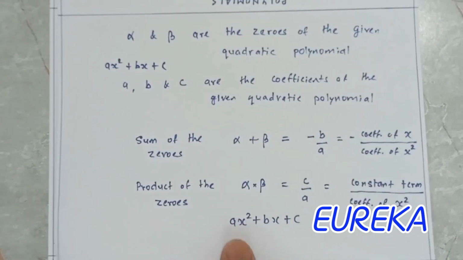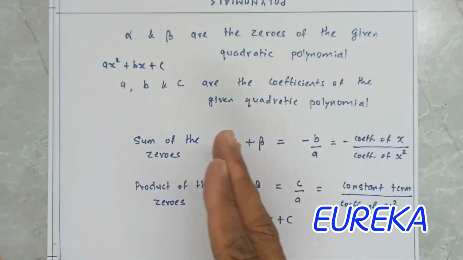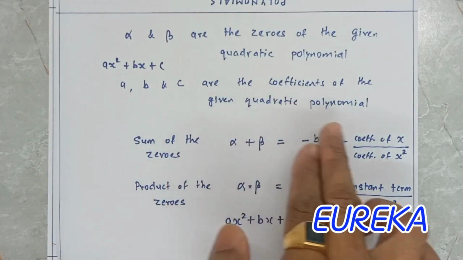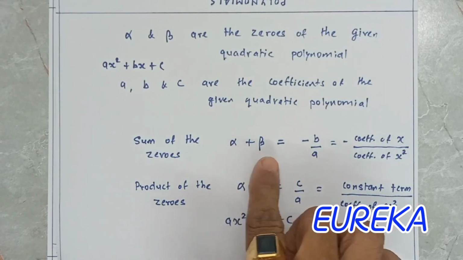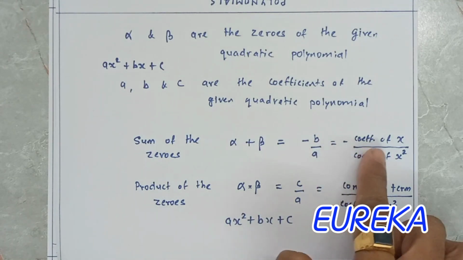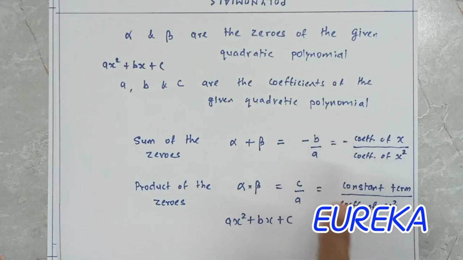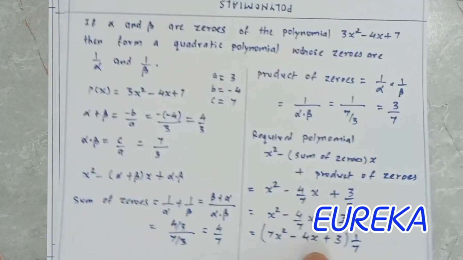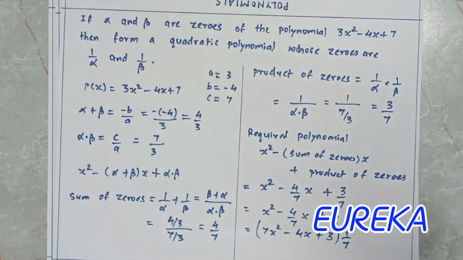Then we have seen the relation between the zeros and the coefficients of the quadratic polynomial, like the sum of the zeros is minus b by a, and the product of the zeros is c by a, where b is the coefficient of x, a is the coefficient of x square and c is the constant term. So this way we have seen the relationship between the zeros and the coefficients. And in the last part we have seen that if alpha and beta are the zeros of a given polynomial, then how to frame another quadratic polynomial for certain given conditions.